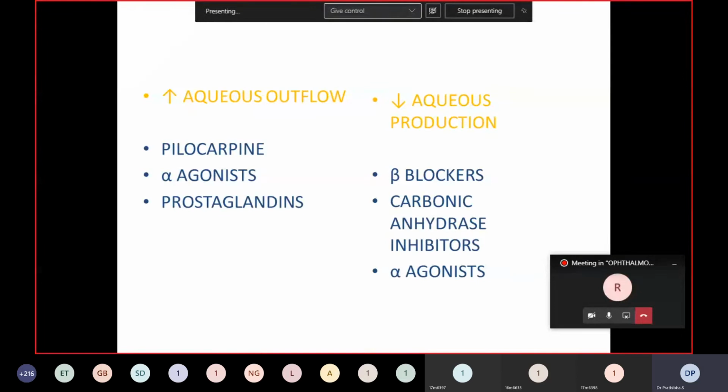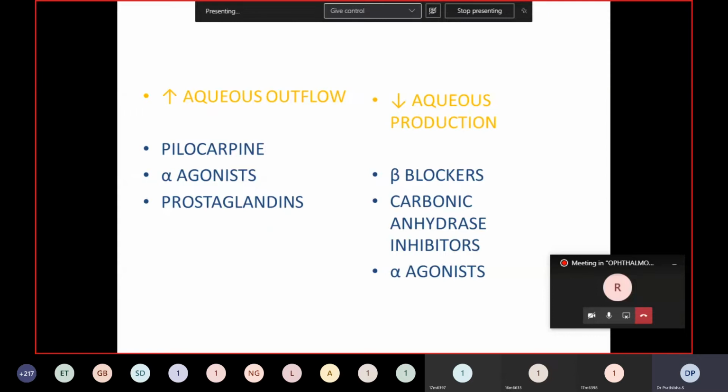So broadly, the anti-glaucoma medication can be classified according to the pathogenesis of glaucoma: the drugs which increase the aqueous outflow, and the drugs which decrease the aqueous production. IOP will be raised only when there is increased aqueous production or the outflow is hampered anywhere, if there is obstruction to the outflow. So if we overcome that with these drugs, that will be the treatment.